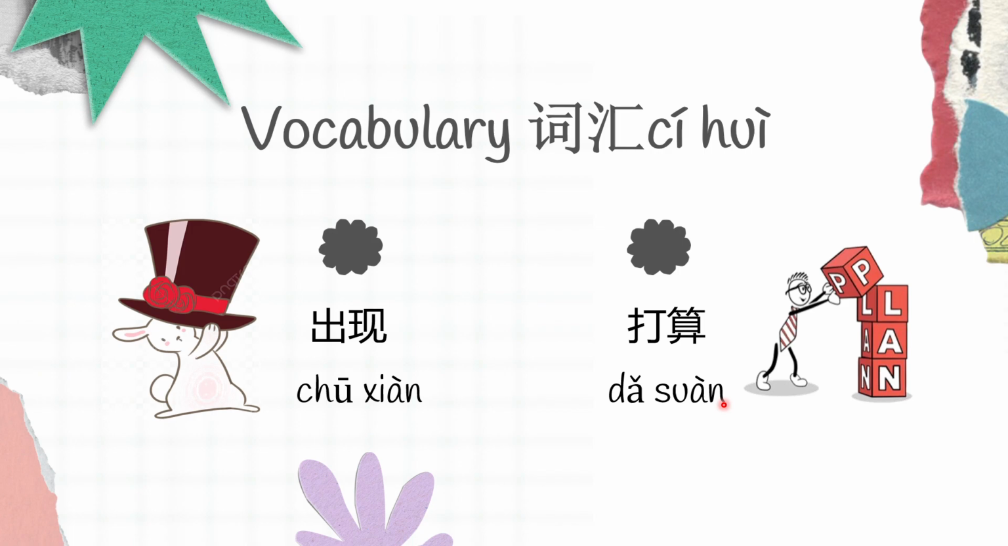Another vocabs here. 出现 and 打算. 出现 is appear and 打算 is plan. Let's read together. 出现, 打算.